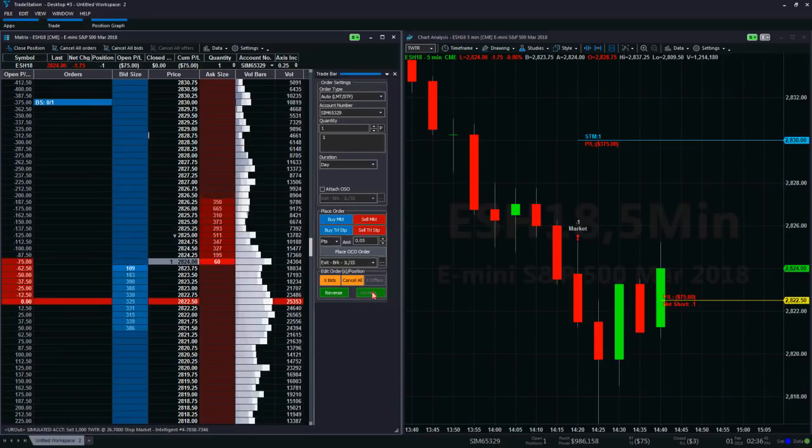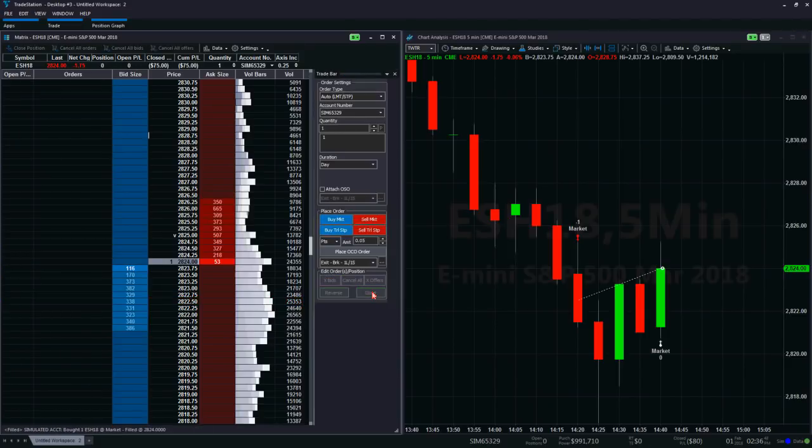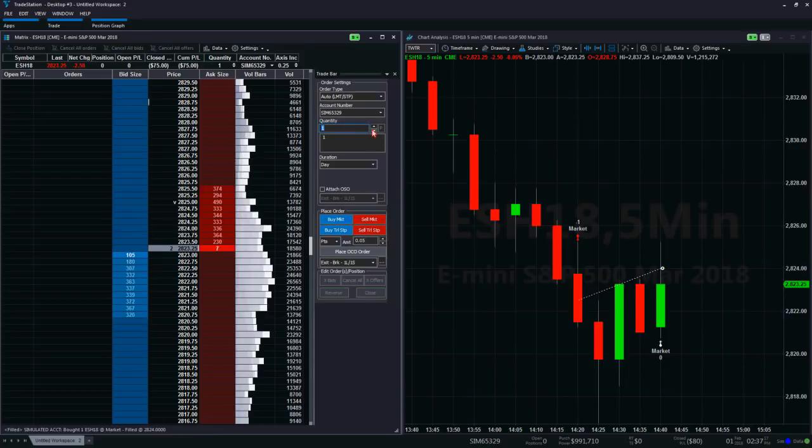Let's go ahead and click on close here. I wanted to close that trade. You can see that it clears out my matrix. I've closed it out. In this example, we're going to trade two contracts of the S&P E-mini.